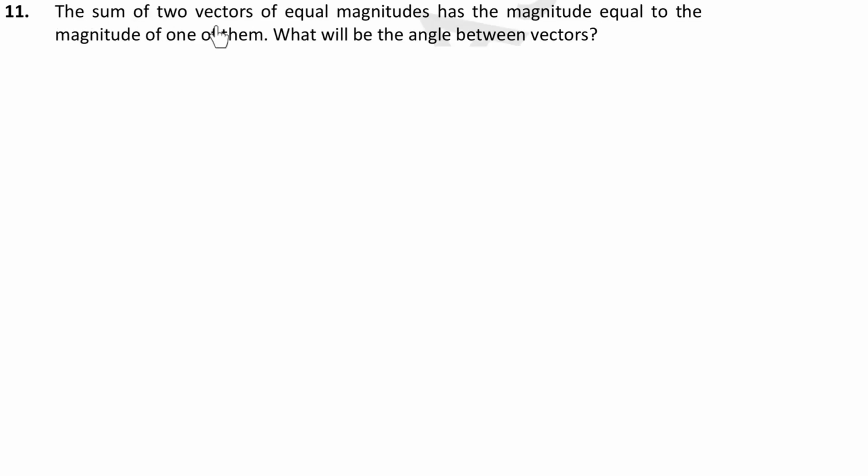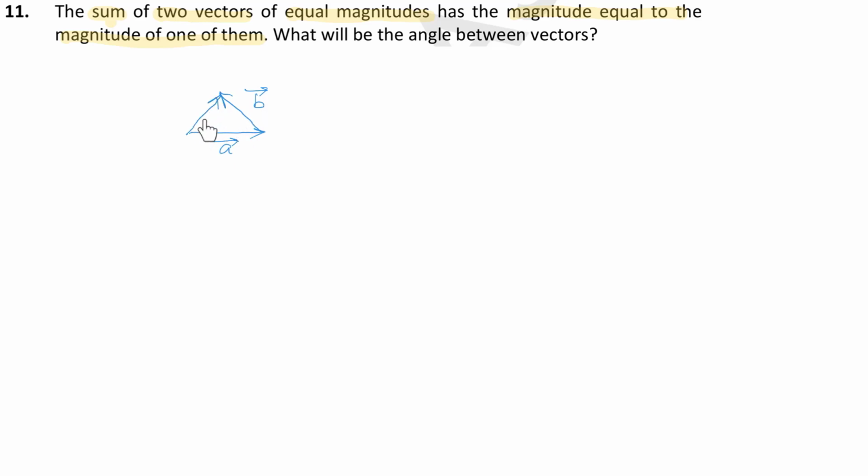Question 11. The sum of two vectors of equal magnitudes has the magnitude equal to the magnitude of one of them. What will be the angle between the vectors? Read this question carefully. The sum of two vectors of equal magnitude means you have two vectors of equal magnitude, and their resultant has a magnitude equal to the magnitude of one of them. So you are adding two vectors, A and B, of equal magnitude, and you are getting a resultant which also has the same magnitude.